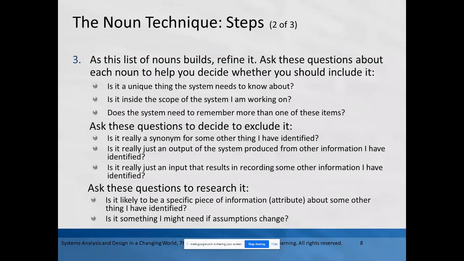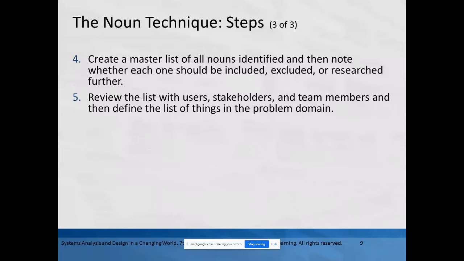So moving on, this is still part of step 3 in the noun technique. The types of questions I would ask to research it: is it likely to be a specific piece of information, i.e. an attribute or a field, about something that I've identified? Is it something I might need if assumptions change? Again, this is all part of the refining process for identifying my entities, or domain classes. Create a master list of all nouns identified, and then note whether each one should be included, excluded, or researched further, and review it with users and stakeholders.